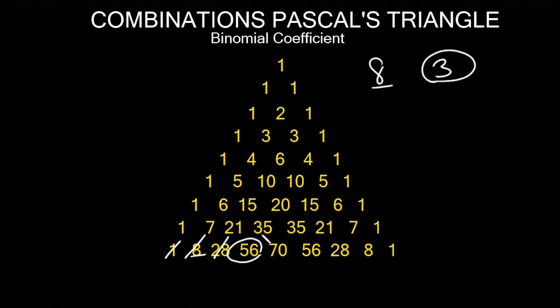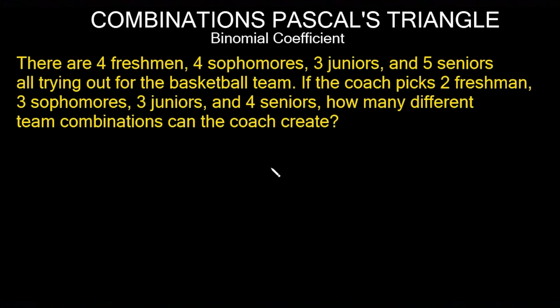It's going to be a little more challenging. So here's our last problem, and it says the following. There are 4 freshmen, 4 sophomores, 3 juniors, and 5 seniors all trying out for the basketball team. It then says if the coach picks 2 freshmen, 3 sophomores, 3 juniors, and 4 seniors, how many different team combinations can the coach create?